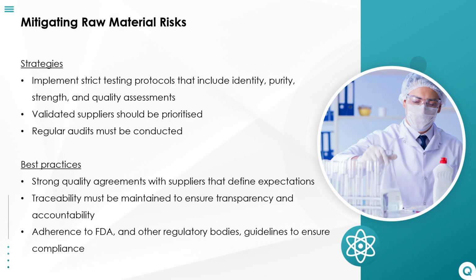Some of the best practices that you can put in place: 1. Set clear quality agreements with suppliers detailing raw material specifications, testing methods, and quality responsibilities. 2. Use comprehensive traceability systems to monitor raw materials throughout the supply chain and enhance transparency and issue resolution. 3. Follow FDA and other regulatory guidelines for raw material testing and quality assurance to ensure product safety and compliance.